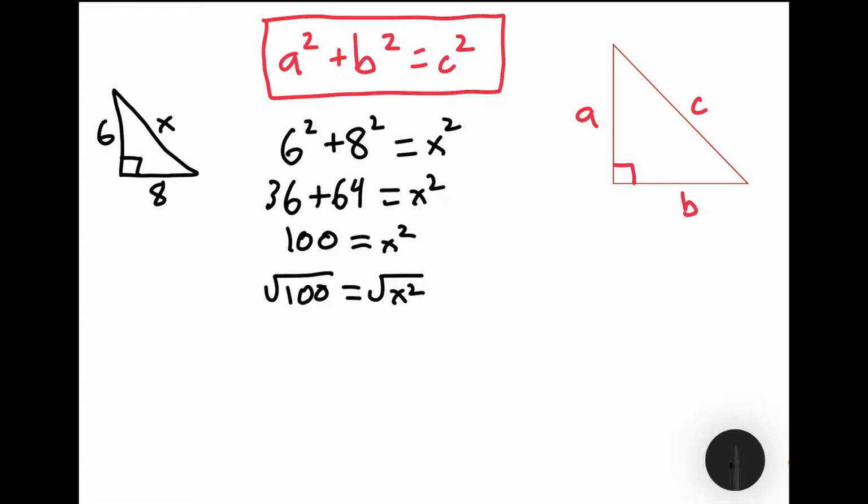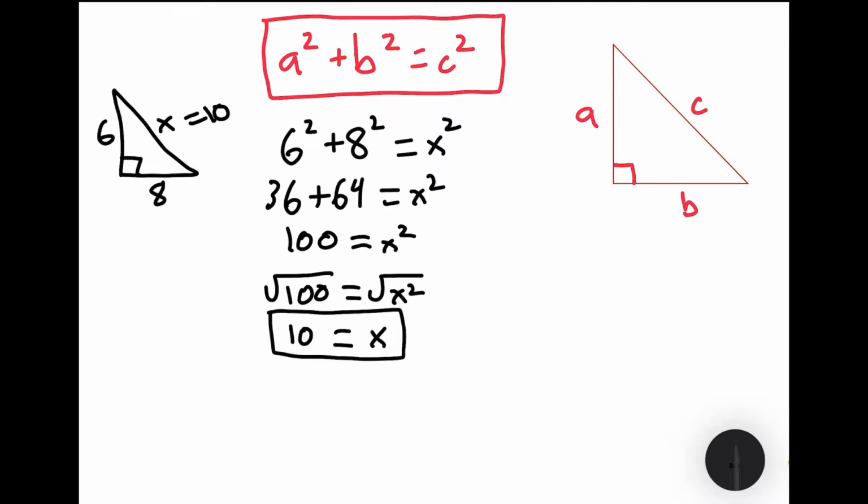The square root of 100 is 10. And the square root of x squared, again, the square root cancels out the square, so it's just going to give me x. So x is equal to 10. That means that our hypotenuse has length 10. So 6 squared plus 8 squared is actually equal to 10 squared.